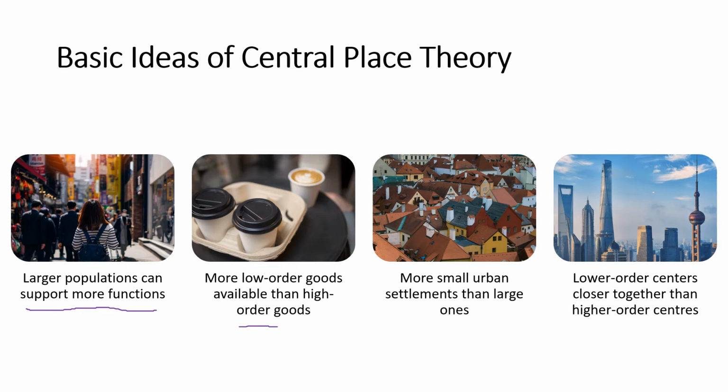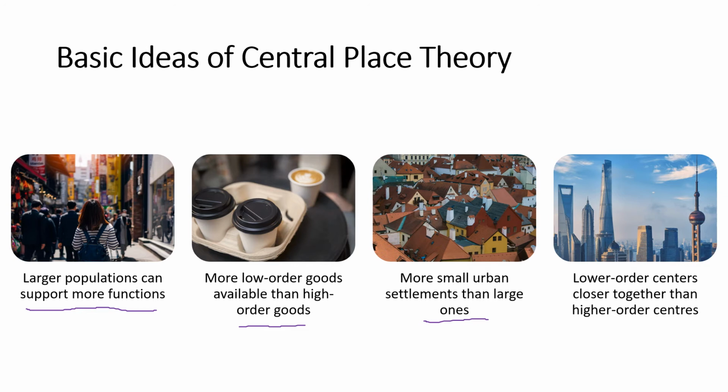The second one is that there are more lower order goods available just in general. So things like bread and milk, well, there are millions of loaves of bread sold every day. Whereas an expensive imported car, there might only be one sold every few weeks or maybe every couple of months. You would not sell many of them. Then, as we discussed already, there are many more small urban settlements, much more small towns and smaller cities than there are big ones. And this is the same in the whole world. There are many large cities, but there are thousands and thousands more smaller urban areas or urban centers.